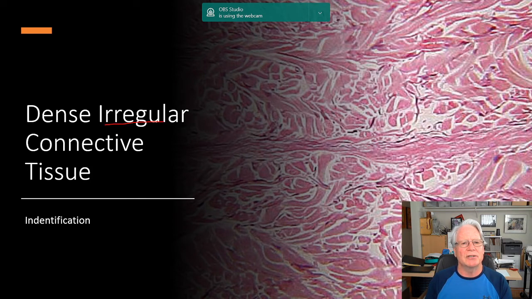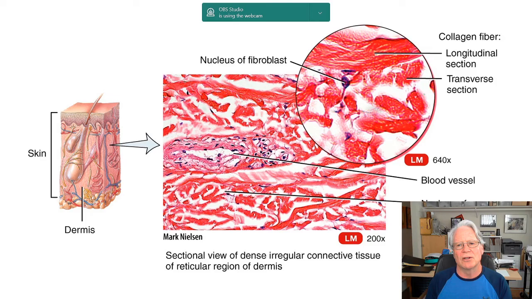Dense, irregular. So that's what we're going to take a look at now. Again, we've got the density going, but now we don't run the fibers all in the same direction. So let's take a look. So the fibers are going to run in multiple directions. We don't get that nice flowy pattern that we saw with dense, regular connective tissue. In fact, we get this kind of disruptive sort of feel to things.